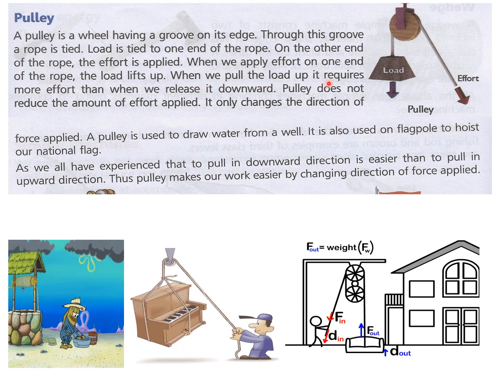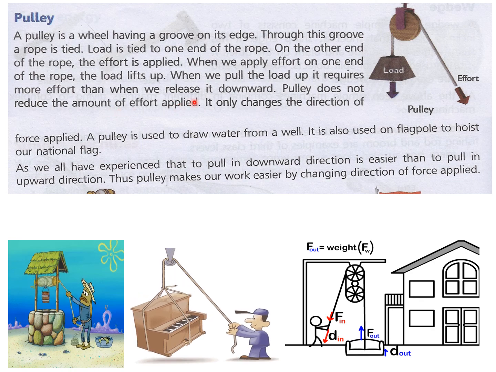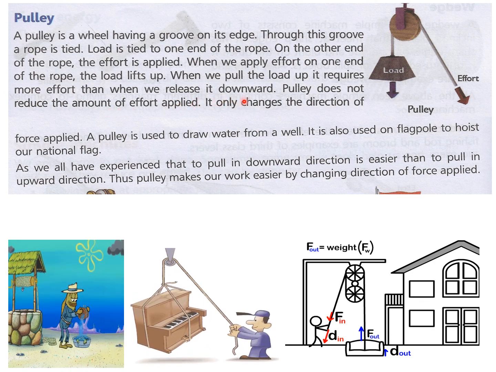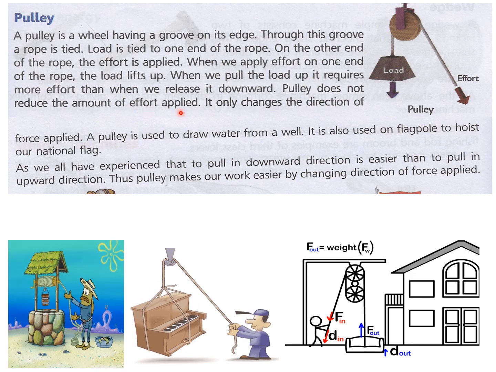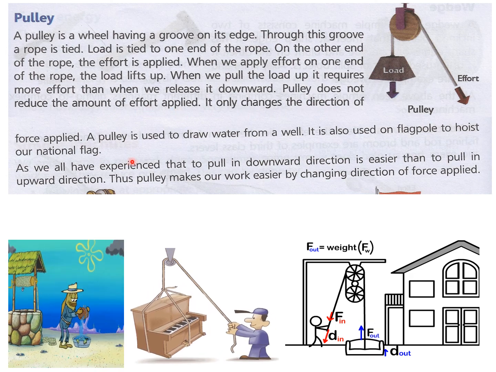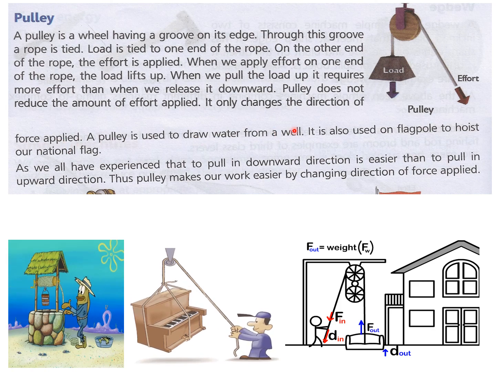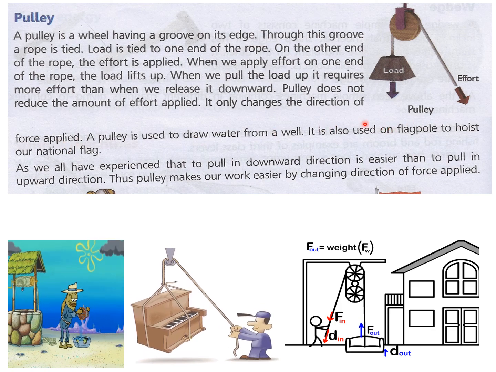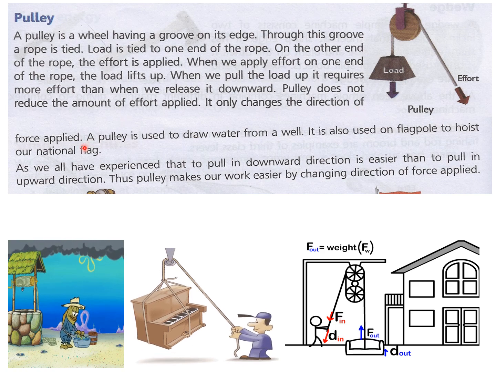When we pull the load up, it requires more effort than when we release it downwards. A pulley does not reduce the amount of effort applied. It only changes the direction of force applied. A pulley is used to draw water from a well. It is also used on a flagpole to hoist our national flag.